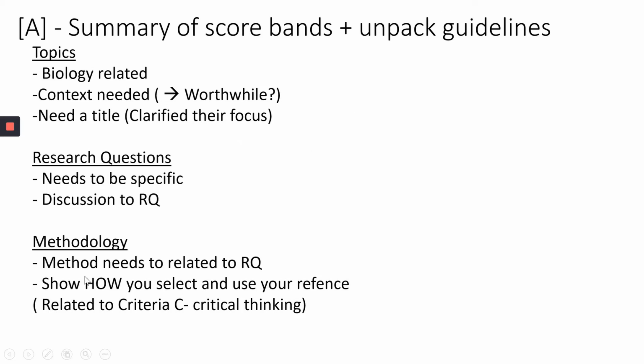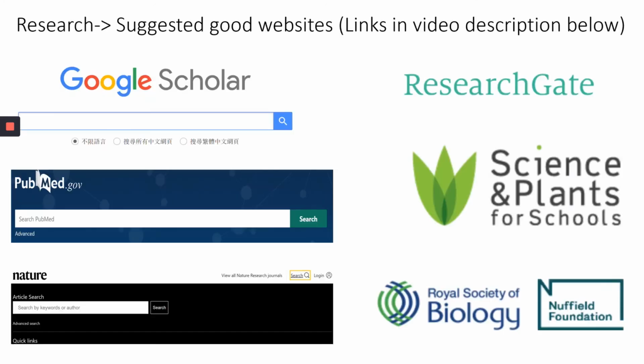And then the second part is related to the theory. Show how you select and use your references. Oh sorry, there's a typo there. So, for example, you obtain the references from reliable sources, and then you use those references appropriately. Later on, in criterion C related to critical thinking, you will assess whether these references are reliable or how well they apply to your experiment, which will be covered later on.